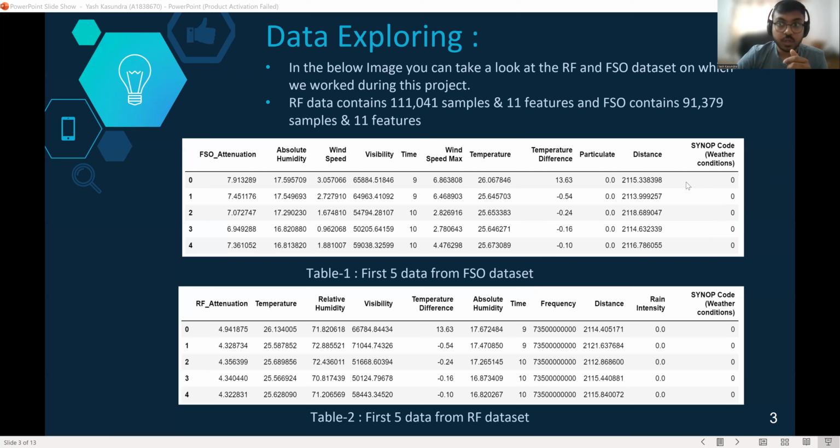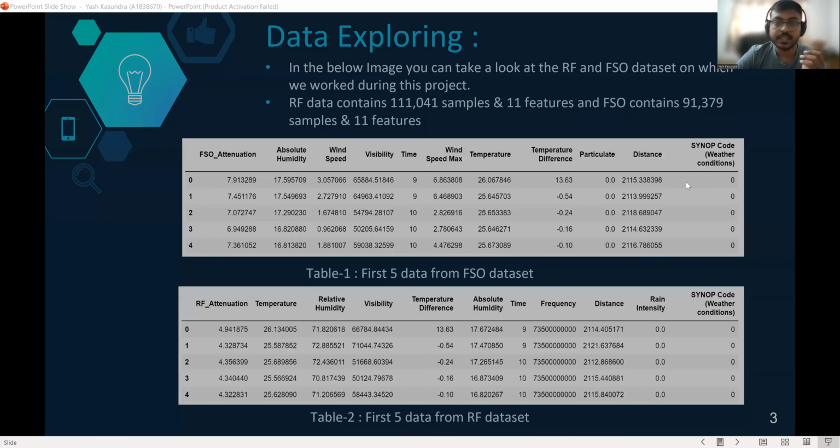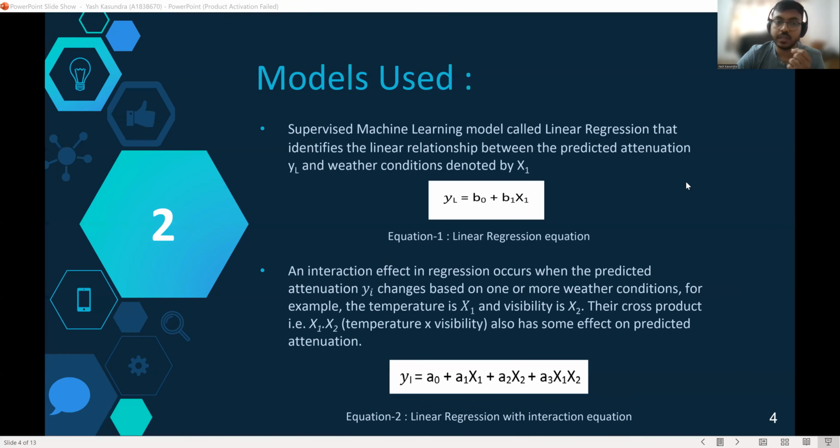Now let's move on to models. In terms of models, I started with a simple linear regression model to find a linear relationship between predicted attenuation and weather conditions. Then I added some interactions to the model to test how introducing extra features like temperature into wind speed or temperature into temperature, etc., might affect the results. After testing with different degrees of interactions, I settled on second degree interactions as the performance dropped from third degree onwards.